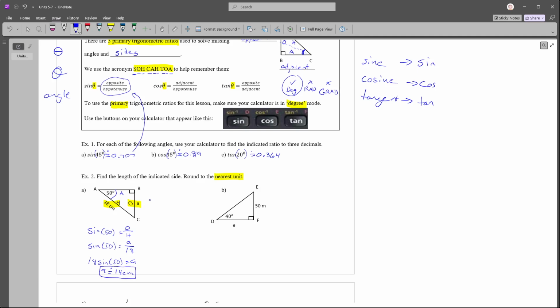A quick little check says, is it smaller than the hypotenuse? Yes, it is. Okay, that's a good sign. If it were larger than the hypotenuse, I know I made a mistake because the hypotenuse always has to be the biggest side. So we look over here on the other side again, and we do the same idea.